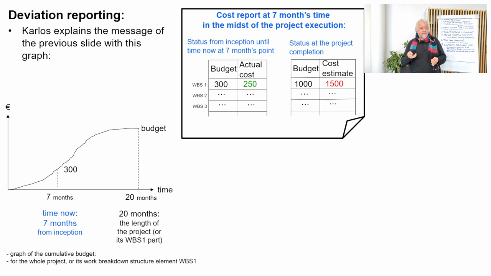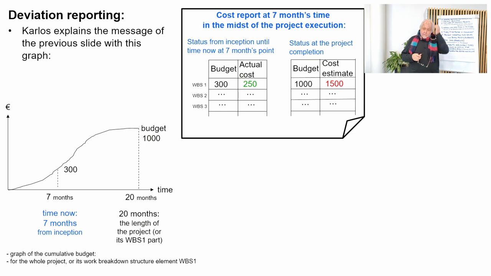Also at the 7 months time point, we see that the whole project's budget is 1,000 and the cost estimate at the completion is 1,500. Okay, that doesn't look so good. So we have this red color number 1,500 against this 1,000 budget. And I animate now the budget also to the cumulative picture, and it comes here.